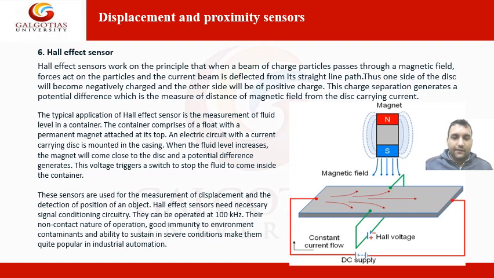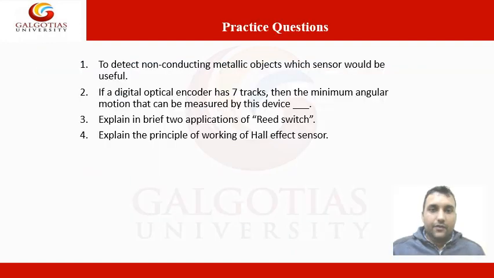Hall effect sensors need a signal conditioning circuit and can be operated at 100 kilohertz. Their non-contact operation, good immunity to environmental contaminants and ability to sustain severe conditions make them quite popular in industrial automation. This is the home assignment: to detect a non-conductive metal object, which sensor would be useful?